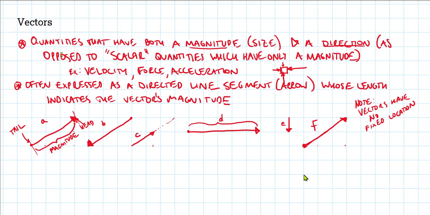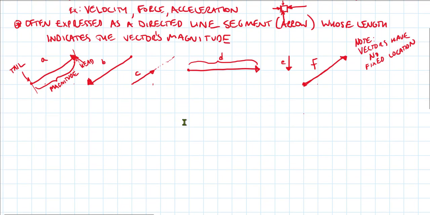If I were to move vector F, you don't have to draw this, I'm just going to draw it and then erase it. But if I were to move vector F down here, that's yet another vector that is identical to vector F and vector A. So that is one of the ways that we notate vectors as a directed line segment.